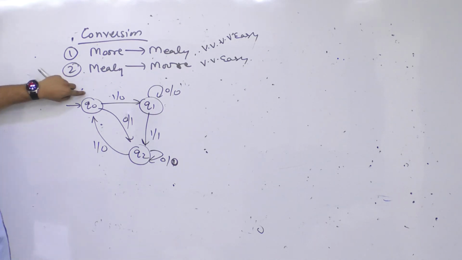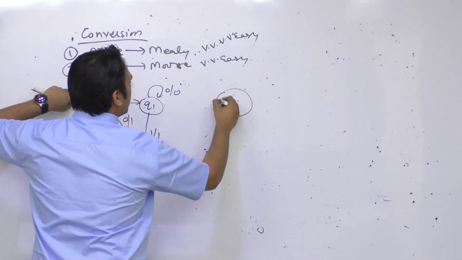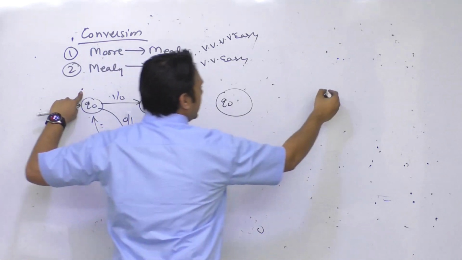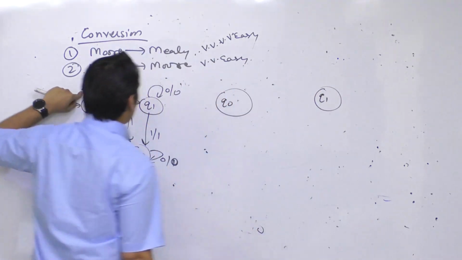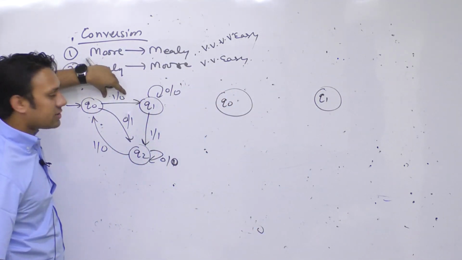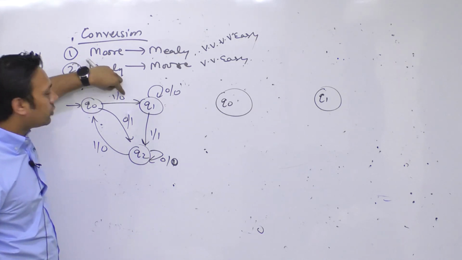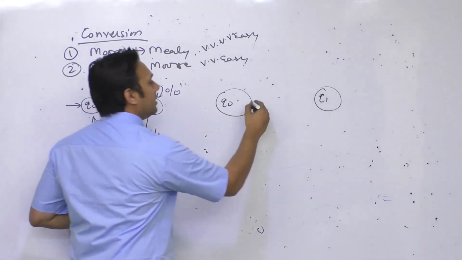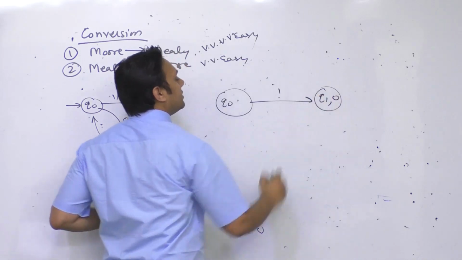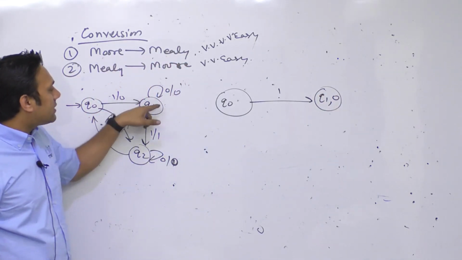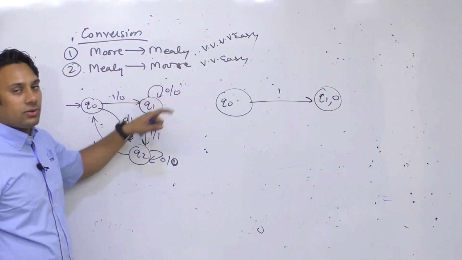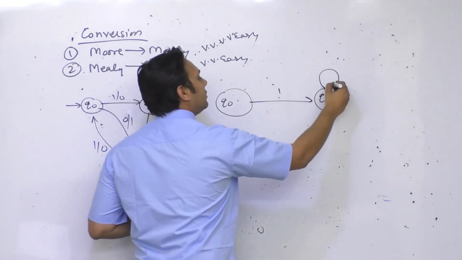So how we can do it? Initial state is Q0, and this was the state Q1. So this is a transition that if input is giving 1, the output is produced as 0. So I can just give this 1 here, and I can write 0 here. In this transition, if input is 0, output is 0. So I'm giving 0 here.